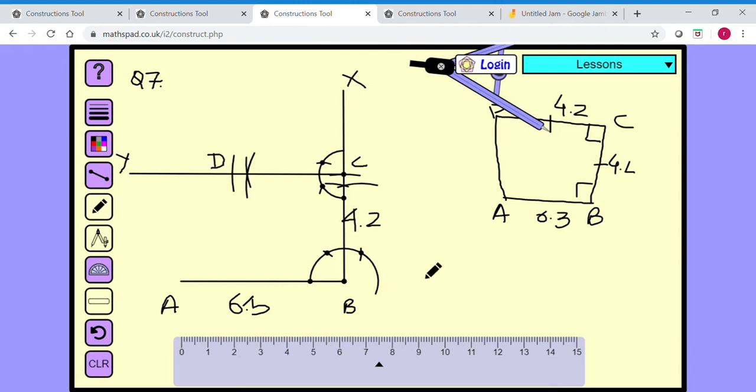Now I've got A, B, C, D. Let me take a scale and join point D with point A. So this is the required quadrilateral. I will mark that this is 90 degrees. I will mark that this is 90 degrees. I will mark that this is 4.2 and this is 4.2. Please also write the units. I am unable to write the units here.